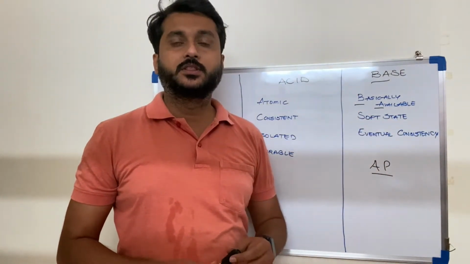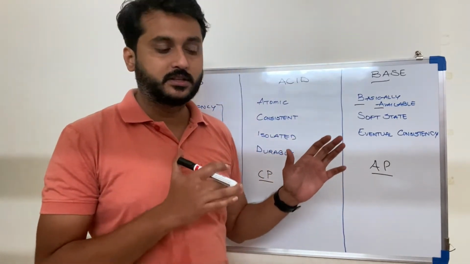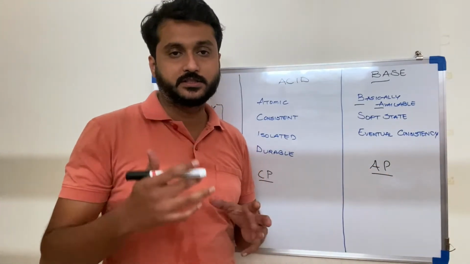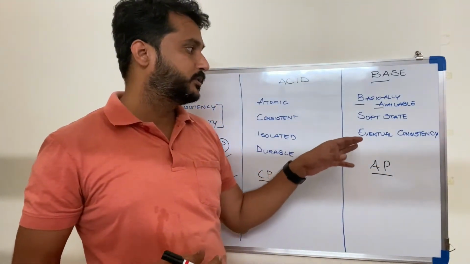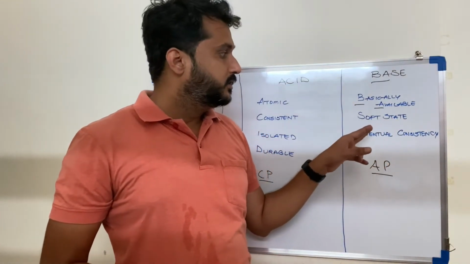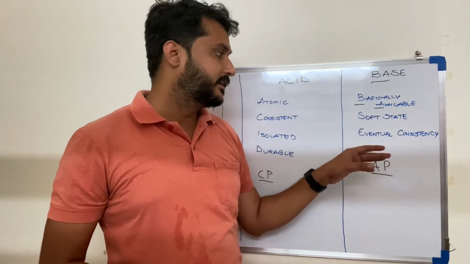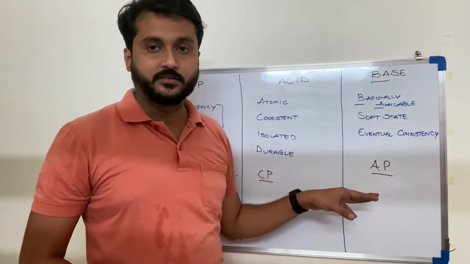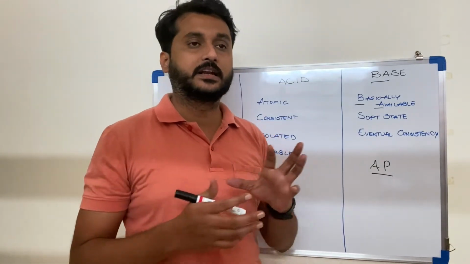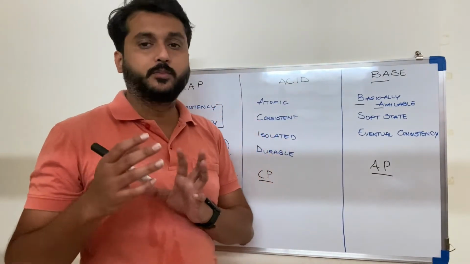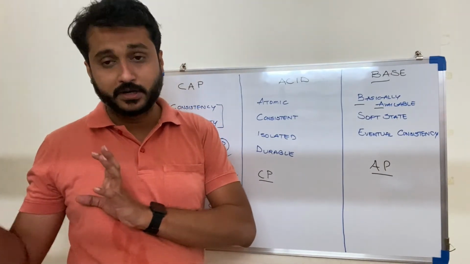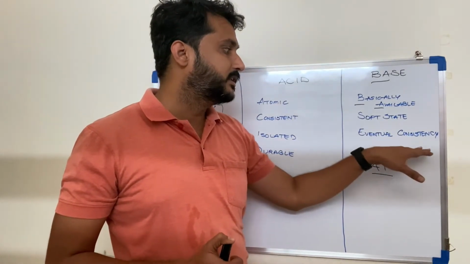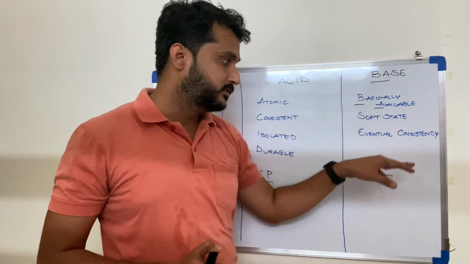Soft state means the data is not consistent within the system or within the database, and the data returned for each query could be different. So it is left to the developer how they manage the data and the state of that particular data. And it doesn't mean that it won't be consistent, right? It will eventually be consistent. It could be a little bit delayed, maybe a few seconds or a few minutes in the system, but it will eventually be consistent. And that's what eventual consistency means, right?